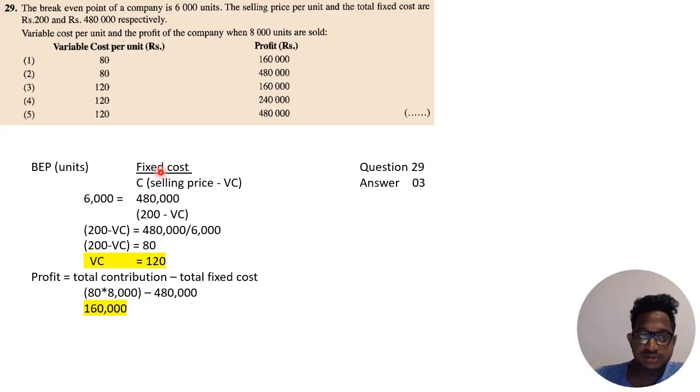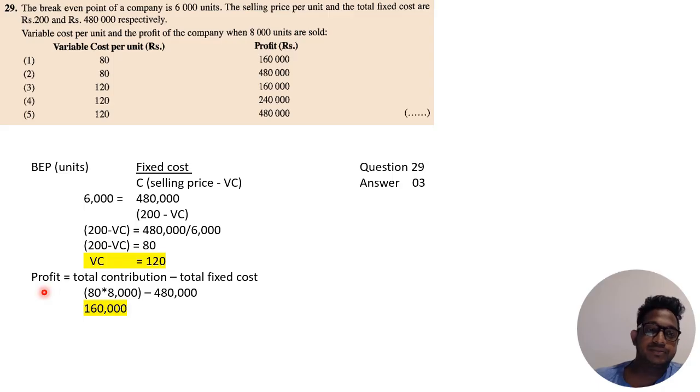So we know the fixed cost here, we know the selling price here, and we know the break-even point in units. So 6,000 is equal to 480,000 divided by 200 minus VC. So VC means the variable cost per unit. So that's the thing that we have to find out. The equation gives VC is equal to 120.